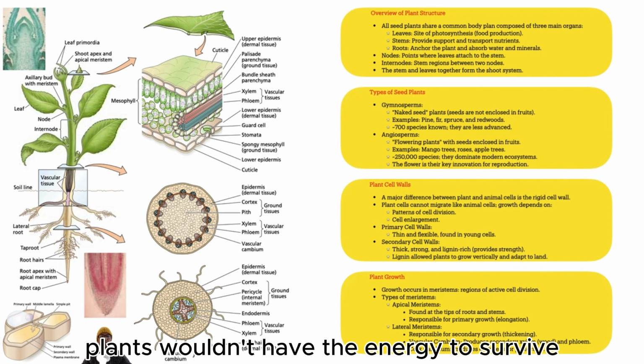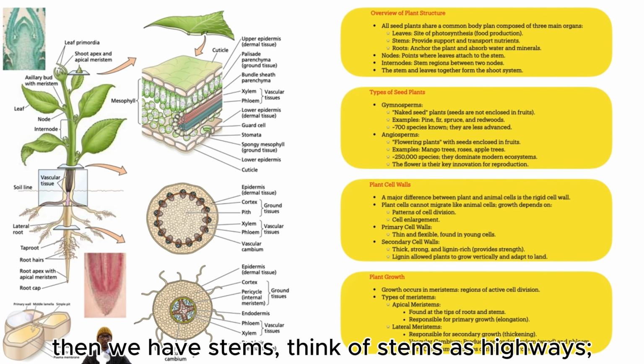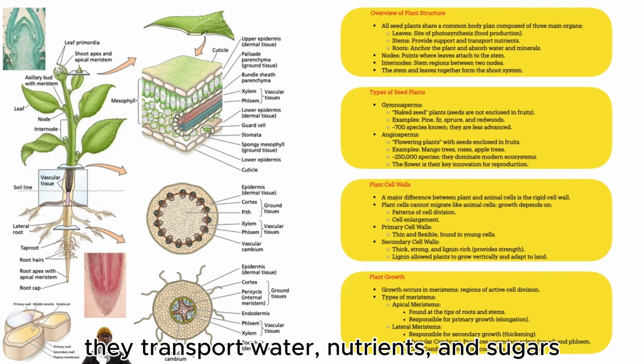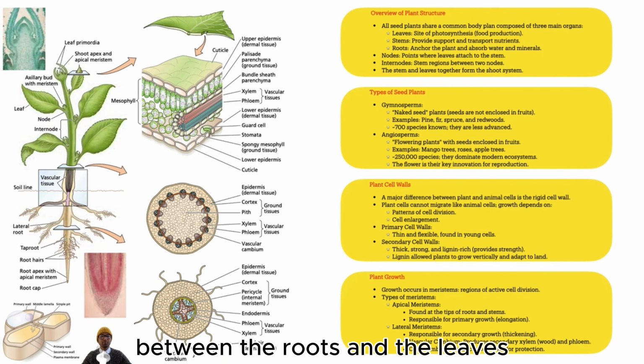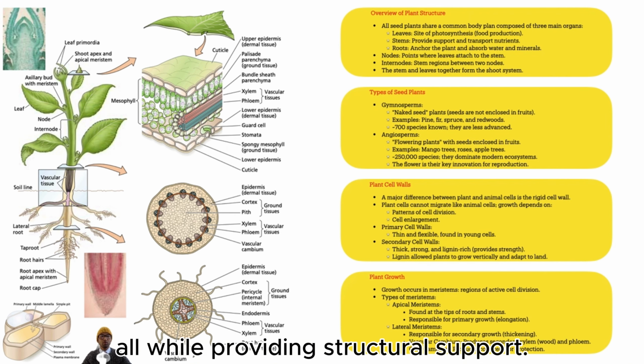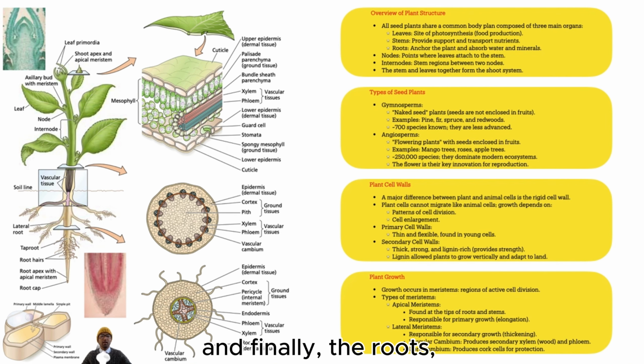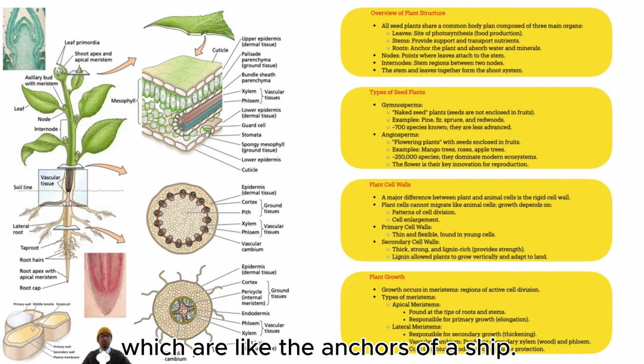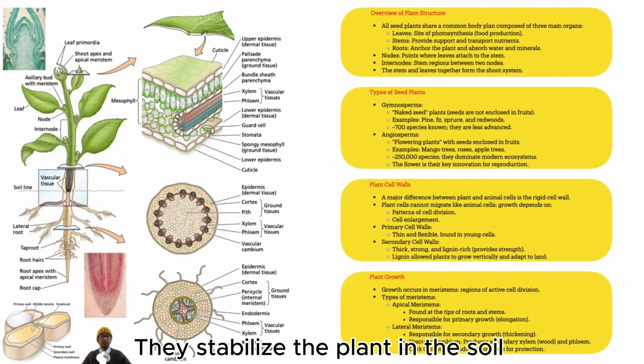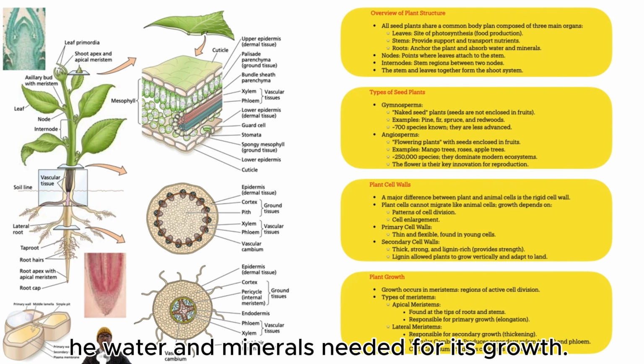Without leaves, plants wouldn't have the energy to survive. Then we have stems. Think of stems as highways that transport water, nutrients, and sugars between the roots and the leaves, all while providing structural support. And finally, the roots, which are like the anchors of a ship. They stabilize the plant in the soil and absorb the water and minerals needed for its growth.